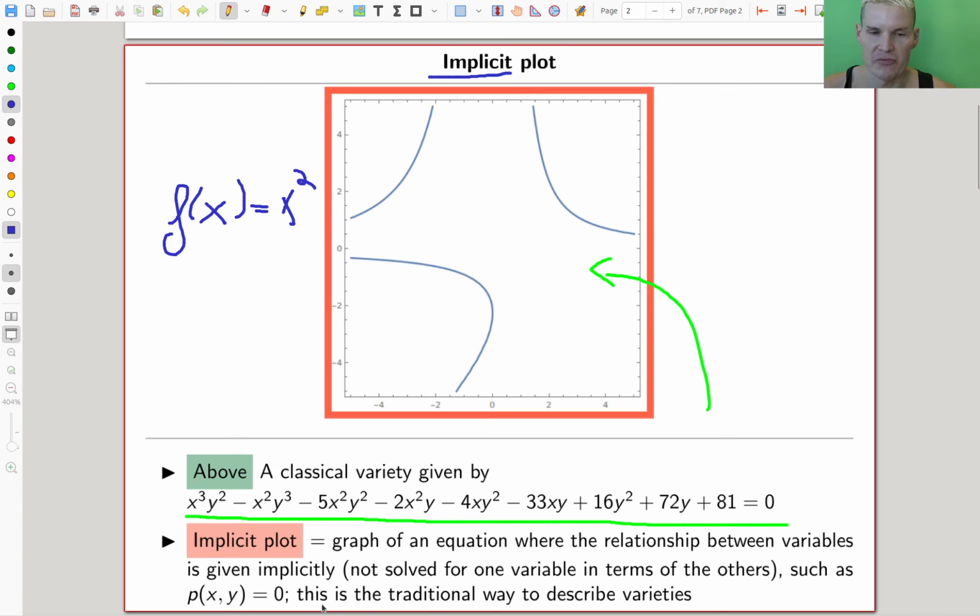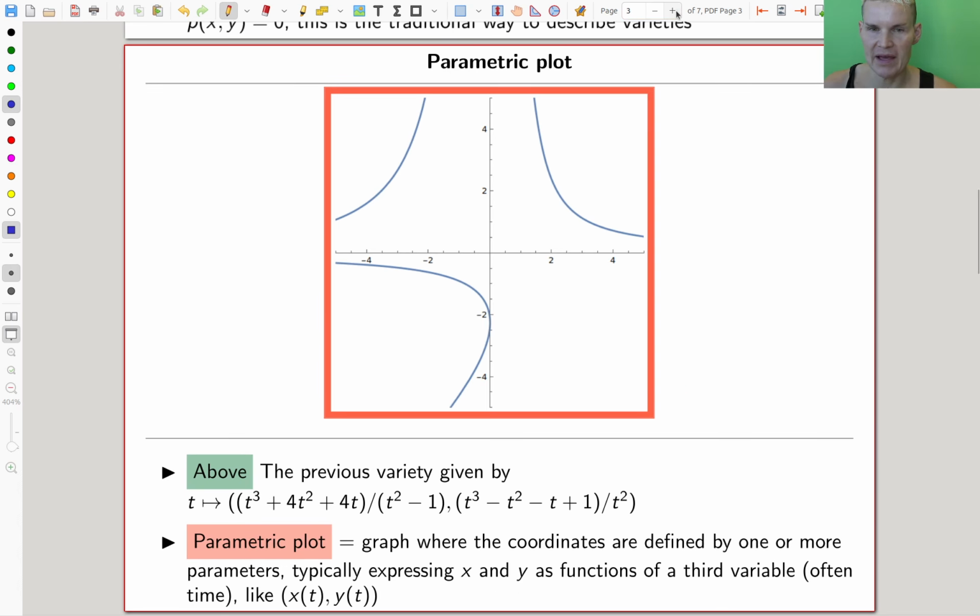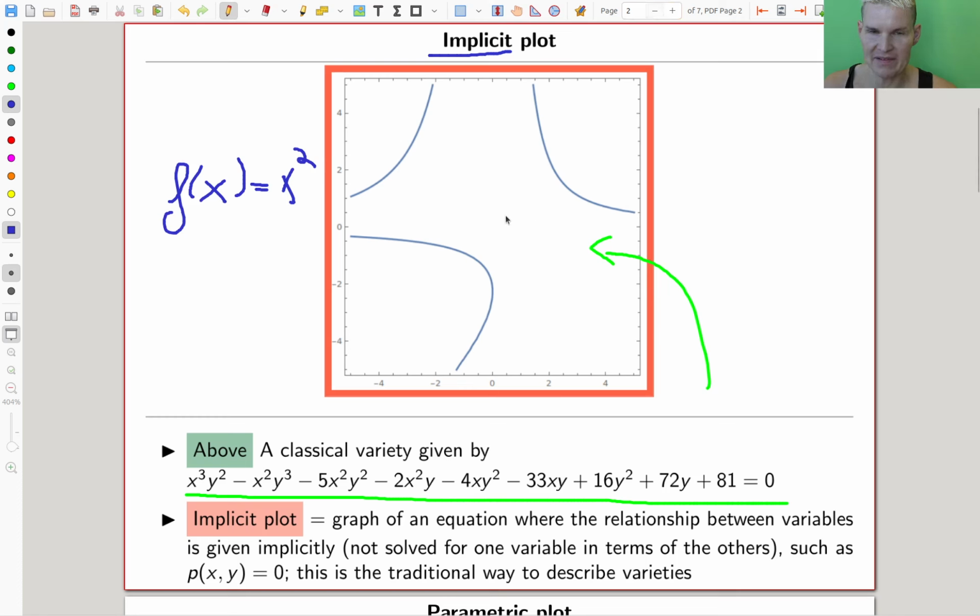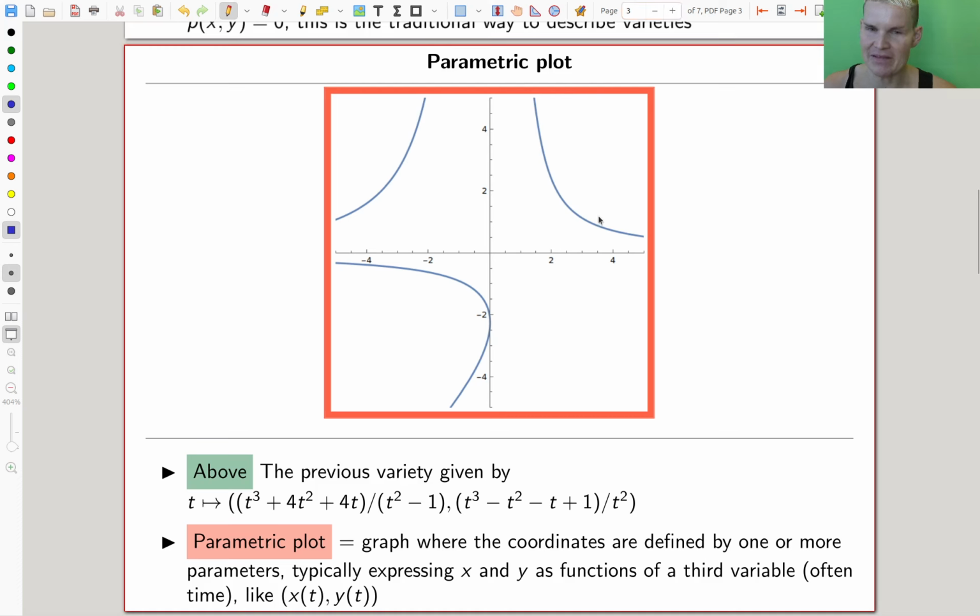This is really how we usually plot varieties. A polynomial in two variables equals 0. A polynomial in three variables equals 0, right? So an implicit relation between the variables is what we'll see in those plots. And here's the same plot. Well, let me go back. It is indeed the same plot, so I will tell you in a second why the frame looks different, but it's really the same thing.